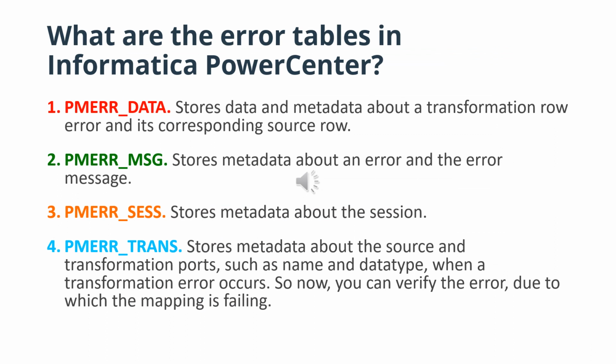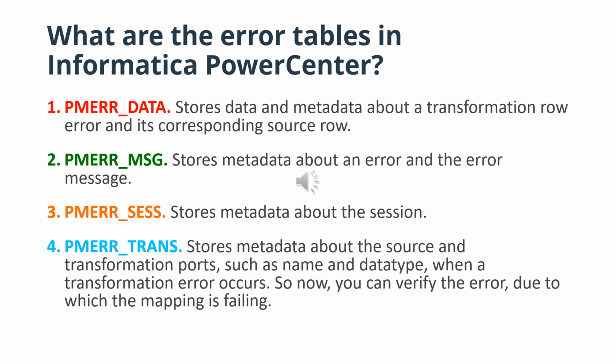The next question is, what are the error tables in Informatica? I already explained in the previous slide how to configure logs at database level. After completing all those steps, Informatica is going to create 4 error tables at database level. The first one is PM_ERR_DATA. It stores the data and metadata about the transformation row error and its corresponding source row. If any transformation row error occurred, the corresponding source row for that error is going to be stored in the PM_ERR_DATA table.